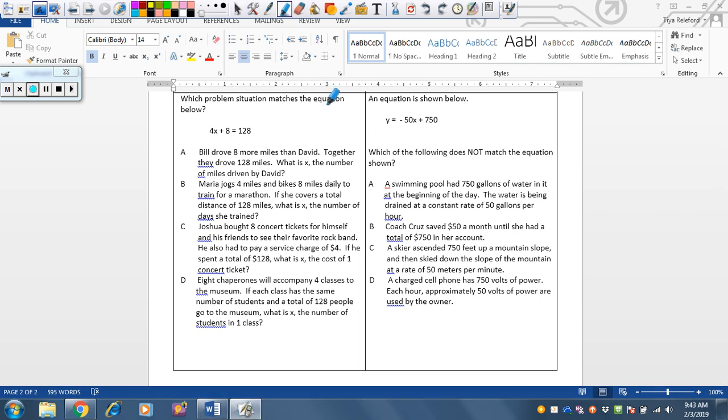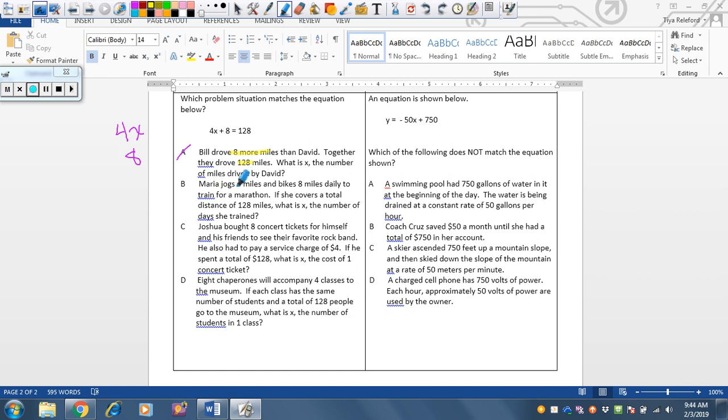Which problem situation matches the equation below? So I'm looking for multiplying by 4 and adding 8. Bill drove 8 more miles than David. Together they drove 128 miles. What is X, the number of miles driven by David? Well, where's my 4? 4's got to be in there. That's not right.